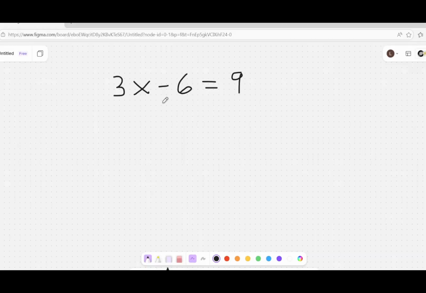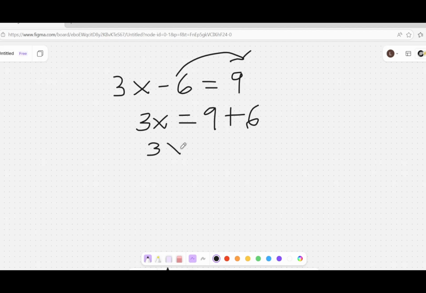Okay, so we'll just solve this one and apply the rules. So we'll copy this one first, 3x. In order to get rid of this minus 6, we'll transpose it to the right side, so equal to 9. And since it is a negative sign, we'll just get the opposite, so plus 6. And we'll solve the equation. 3x is equal to 9 plus 6, which is 15.